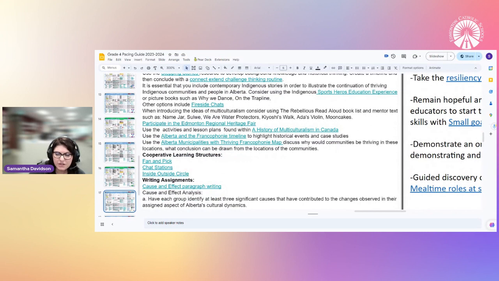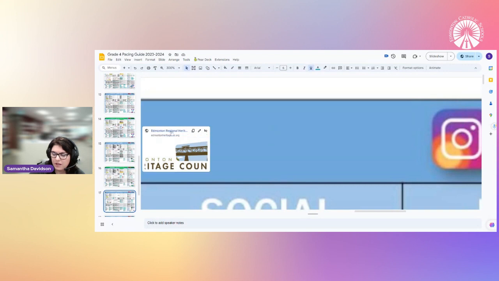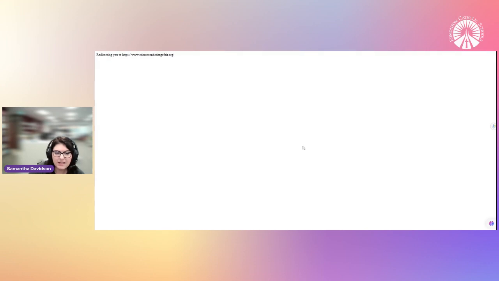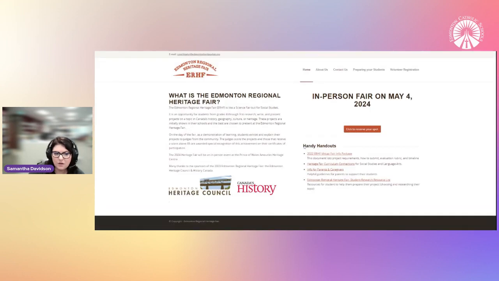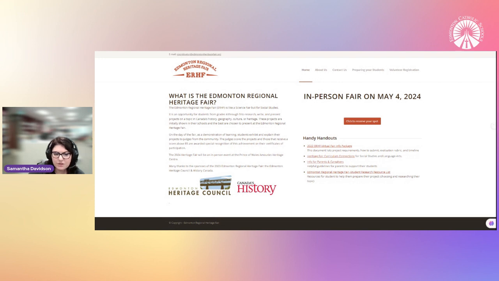I highly encourage teachers to get students involved in the Edmonton Regional Heritage Fair. I'm actually going to click this one open here for you. And it's something also to consider when planning for next year as well. There is a Canadian Heritage Fair, but then there's also the Edmonton Regional Heritage Fair. It's an opportunity for students from grade 4 to 9 to research, write, and present projects on a topic in Canada's history. So of course it can be their own, it can be geography, it can be culture, heritage. They're going to be shown, of course, at your school. And then there's a one-day fair as well. In this case, the Heritage Fair is in person. So if you want any additional information or support on this one, please reach out.